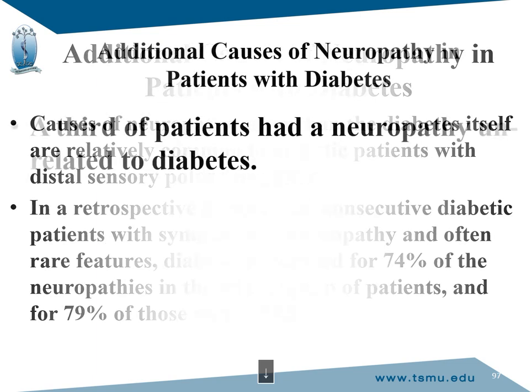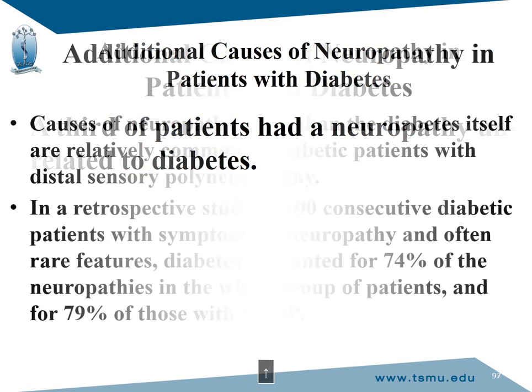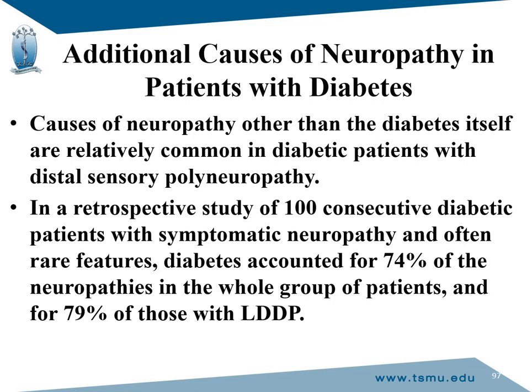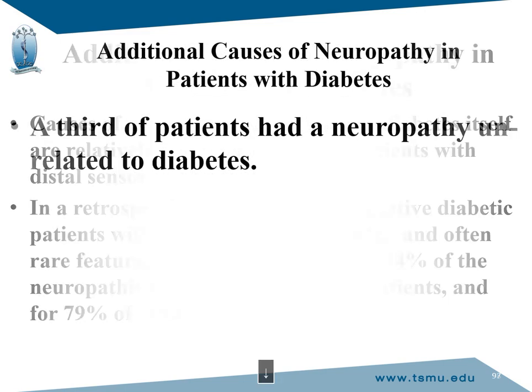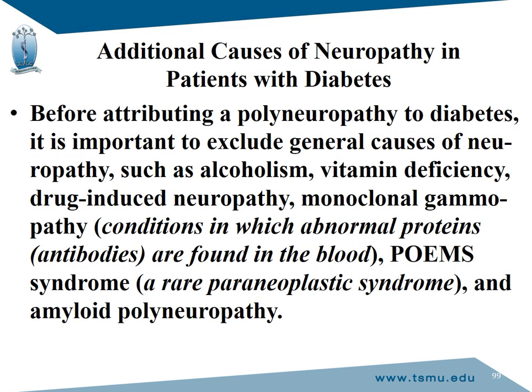Chronic inflammatory demyelinating neuropathy, which was diagnosed in 9% of the patients, was the most common non-diabetic cause of neuropathy in this population. Before attributing polyneuropathy to diabetes, it's important to exclude general causes of neuropathy, such as alcoholism, vitamin deficiency, drug-induced neuropathy, monoclonal gammopathy, a condition in which abnormal protein antibodies are found in the blood, POEMS syndrome, paraneoplastic syndrome, and amyloid polyneuropathy.